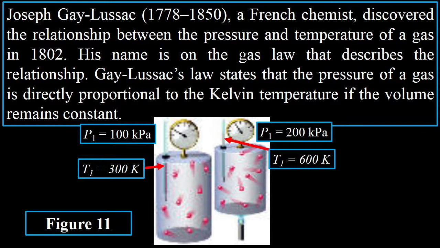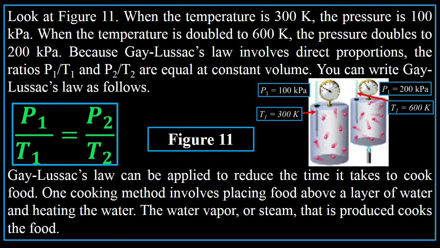Pressure and temperature are direct. I double the temperature, I double the pressure. 300 Kelvin to 600 Kelvin, 100 kPa to 200 kPa. Look at figure 11. When the temperature is 300 K, the pressure is 100 kPa. When the temperature is doubled to 600 Kelvin, the pressure doubles to 200 kilopascals, because Gay Lussac's law involves direct proportions.